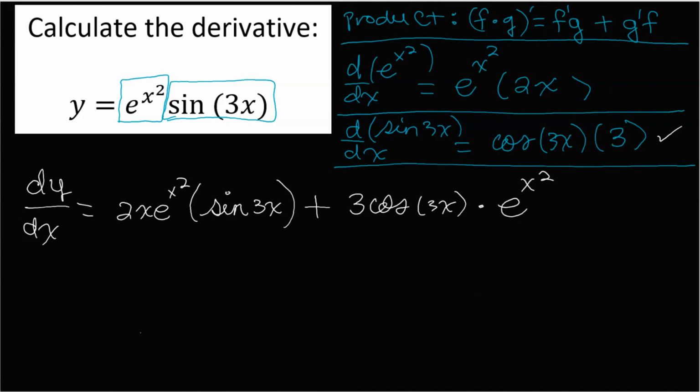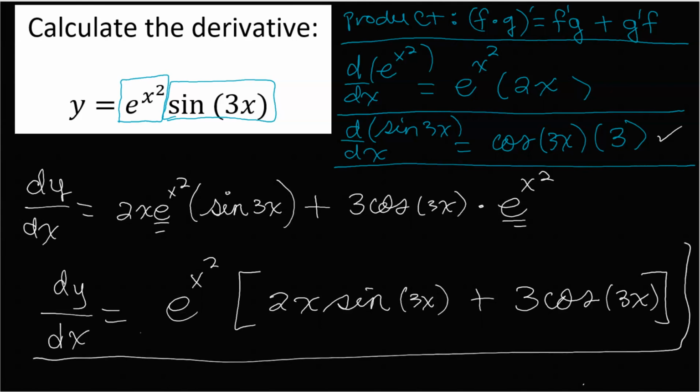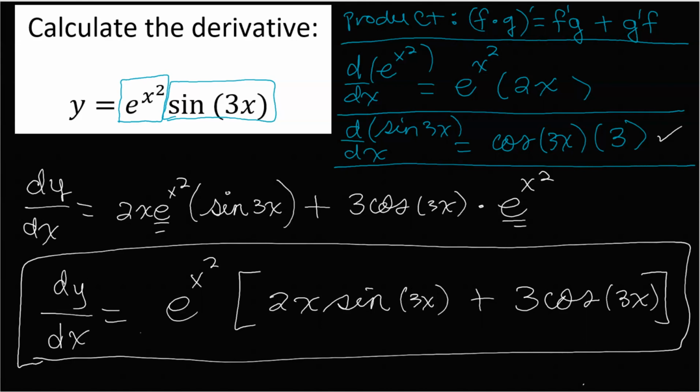Now, what can you do with that? You can try to clean that up a little bit, and we can see that there's e to the x squared in both terms there. So dy/dx is equal to e to the x squared, if we want to factor that out, times the inside thing, which will be 2x sine of 3x plus 3 cosine of 3x. And that is as far as you can go. That we would say is our final answer.